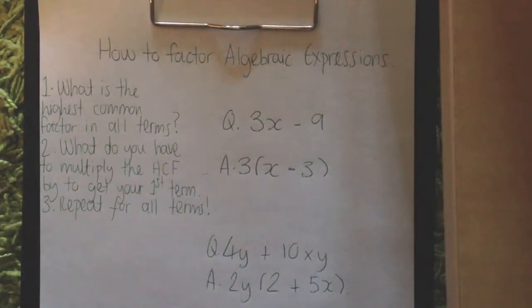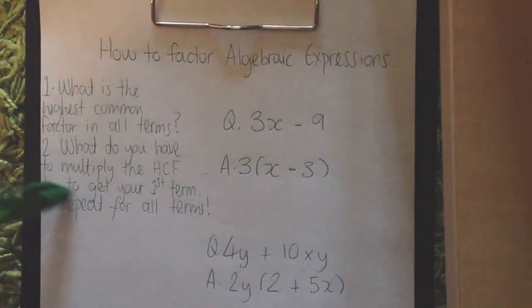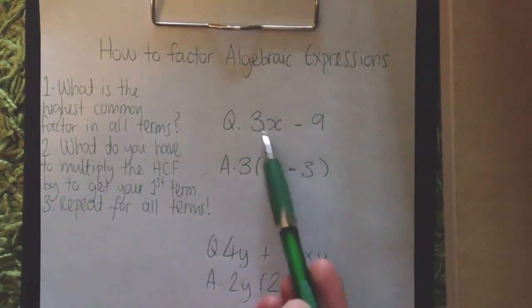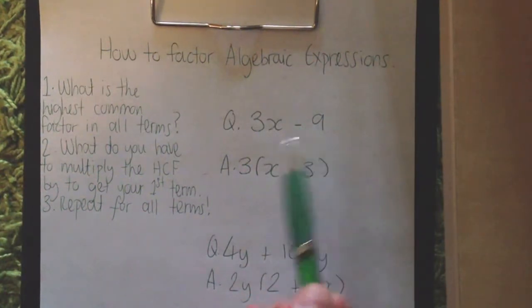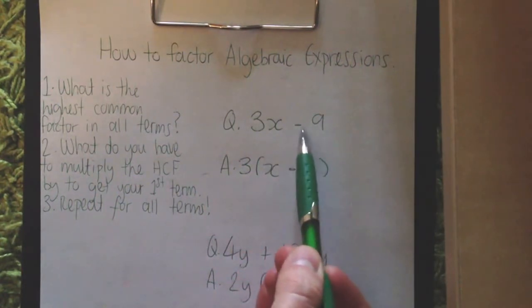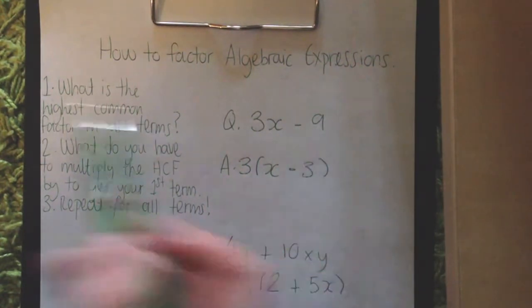In this video I'm going to explain how to factor algebraic expressions. We've got 3 steps and we've got 2 questions that I've already answered and I'm going to explain. So the first step is, what is the highest common factor in all terms? Now by terms I mean in our first question we've got 3x minus 9. So the first term is 3x and term 2 is negative 9 or minus 9.